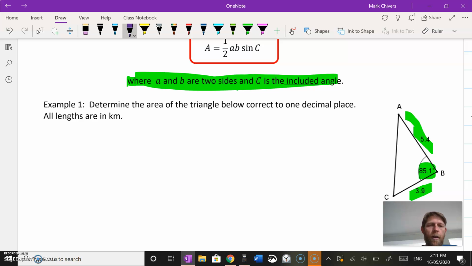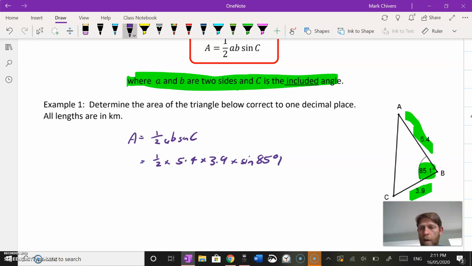But the very first one here is a rather simple one. As with everything, I'd like you to write out the formula. So half ab sine C, where C is that included angle. In this case, we've got a half times 5.4 times 3.9 times the sine of 85.1 degrees, sorry, not 85 degrees 1 minute, 85.1 degrees.